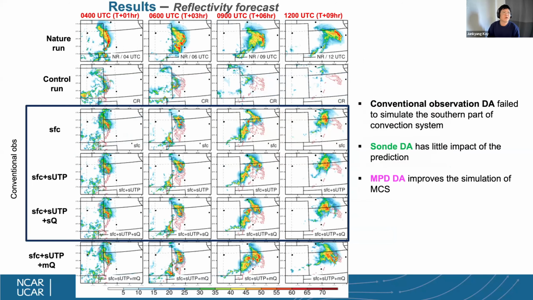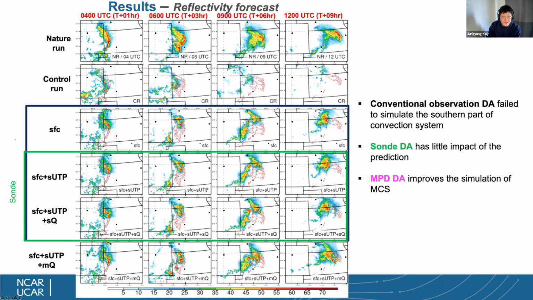Okay, this is the result. The reflectivity forecast, the first 2 rows show the nature run and the control run here. And the nature run is overlaid as the red solid line in the other experiments. So when we just verify the convection observation impact, these 3 experiments fail to assimilate the southern part of the convective system here, like this. And when we assimilated the sonde data, it has very little impact on this prediction. So they show very little differences between these experiments.